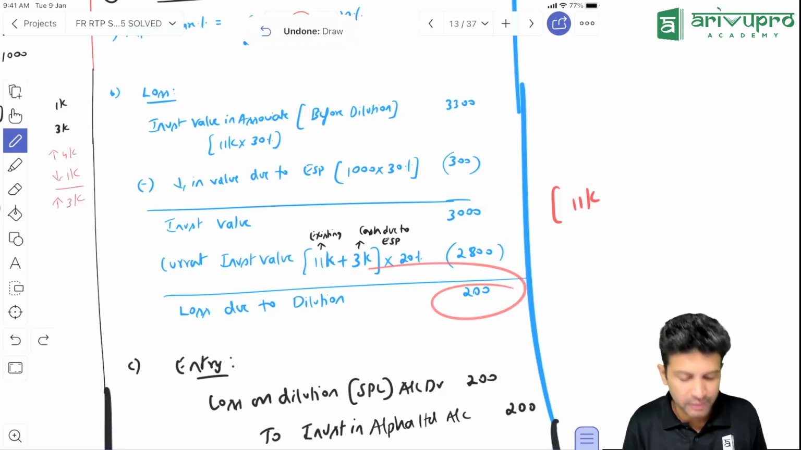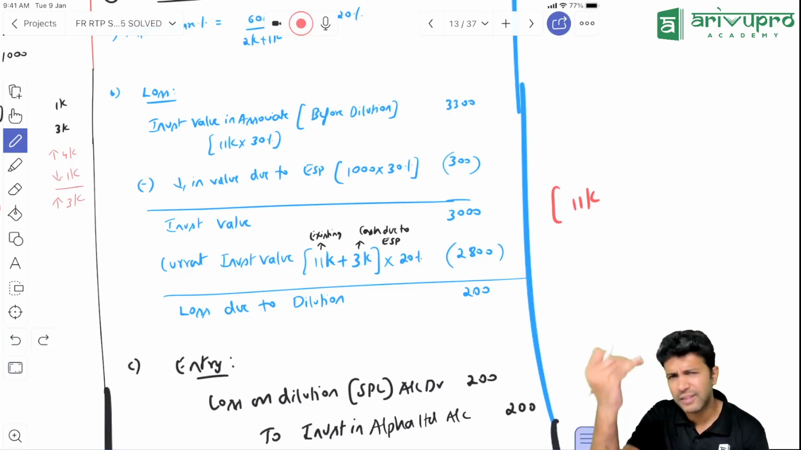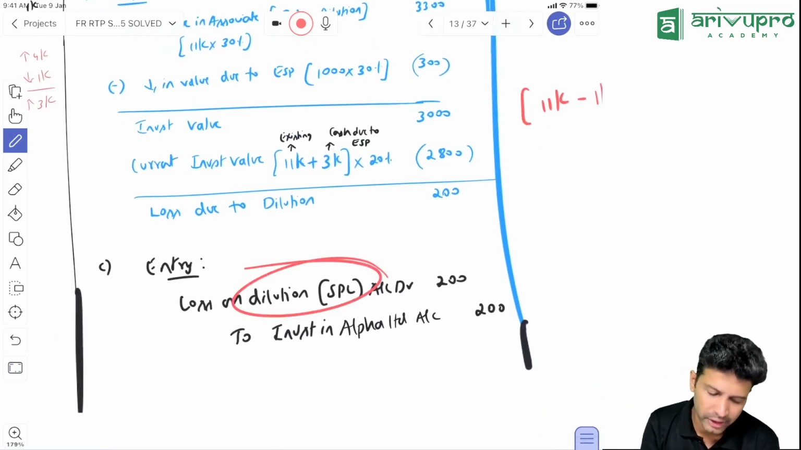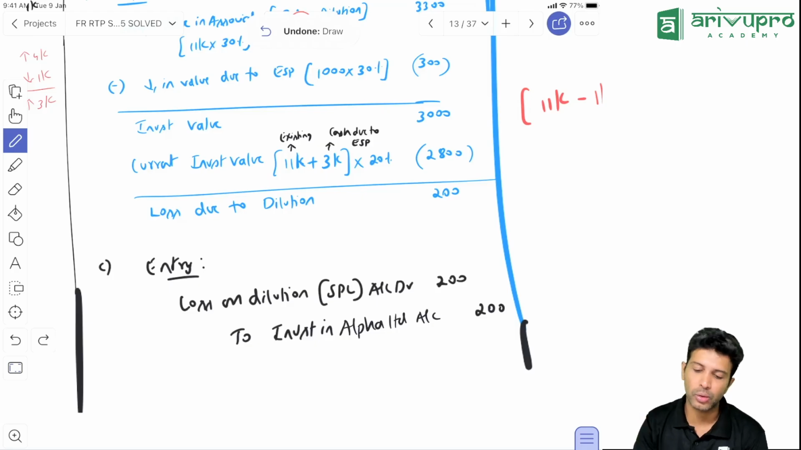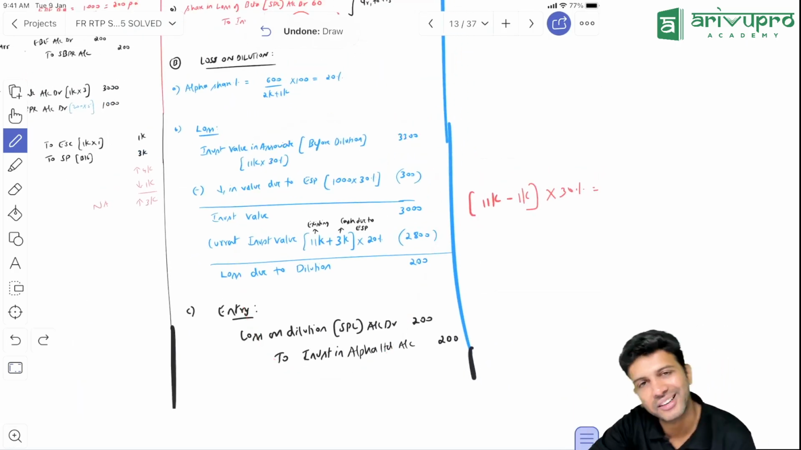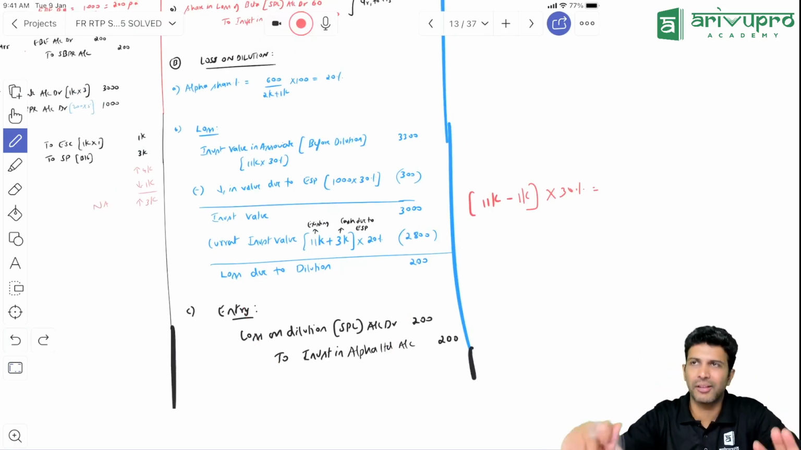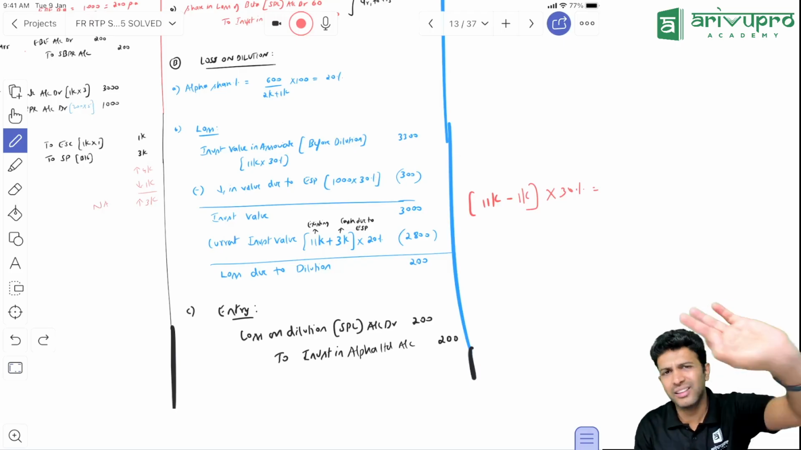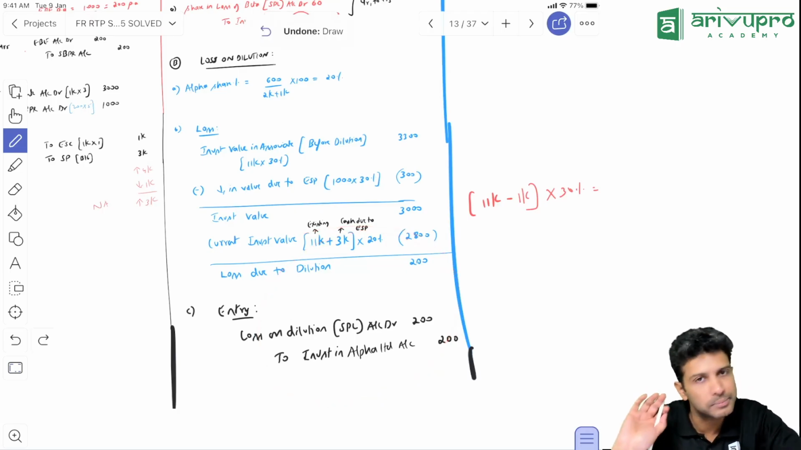So that 200 value, the investment reduction that has happened, that only we're calling loss due to dilution. So obviously, what you have to do? Investment balance you have to reduce. Credit it, debit will go to SPL. So loss on dilution, SPL account debit 200, to investment in associate 200. This is the entry that they've asked. That's all it is. Now, basically, this is the effect: before and after you need to compare, and the difference could be your gain or loss transferred to SPL.